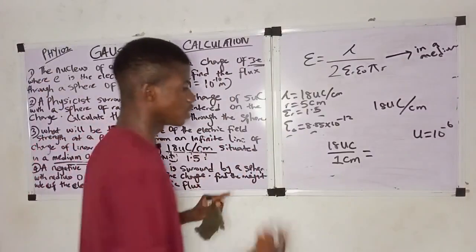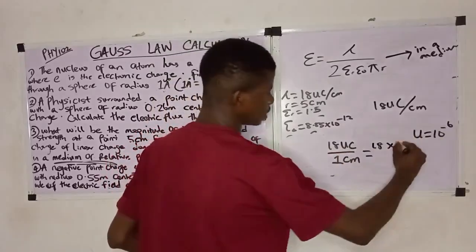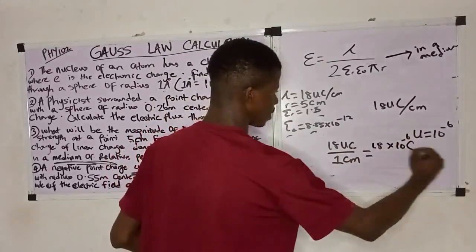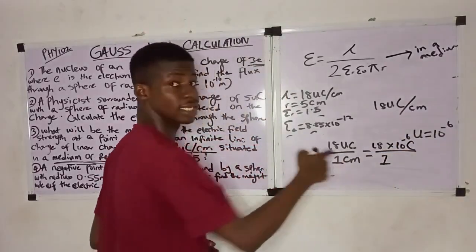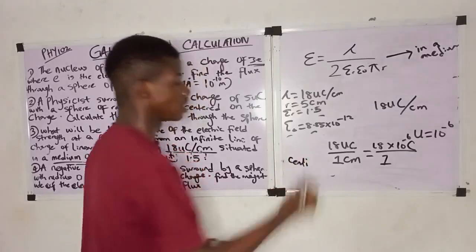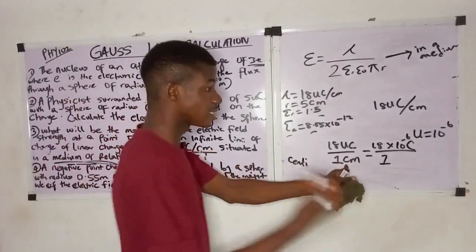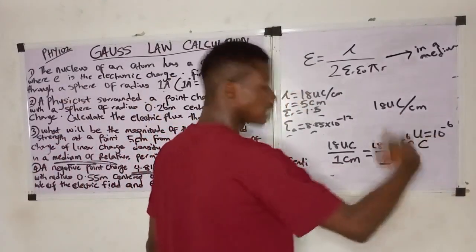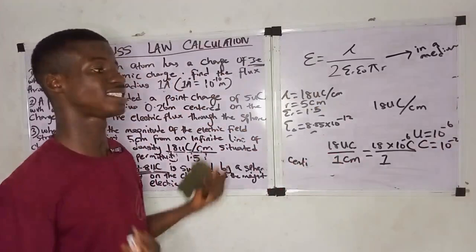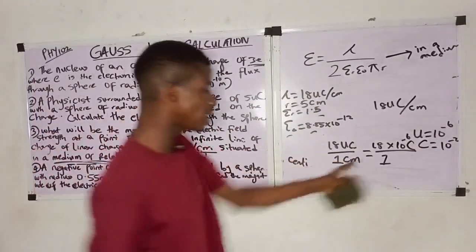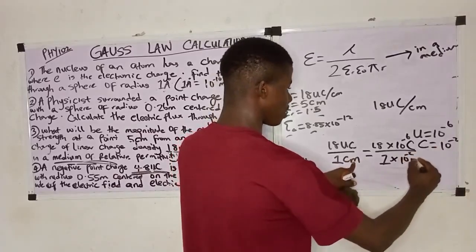18 times micro is 10 raised to minus 6, then we add our coulomb, then divide by 1. Now I want to convert this centimeter to just meter. Remember, centi is 10 to the minus 2. So 1 times centi is 10 to the minus 2, then our normal meter.